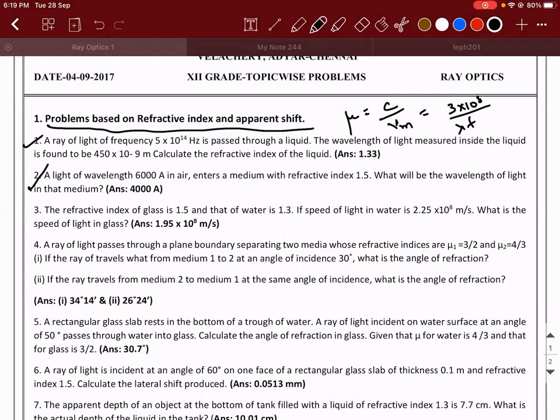So it will be 6000 by 1.5. So 6000 divided by 1.5. 1.5 you can write it as 3 by 2. So this will give you 2000 into 2, that is 4000 angstrom. Okay.